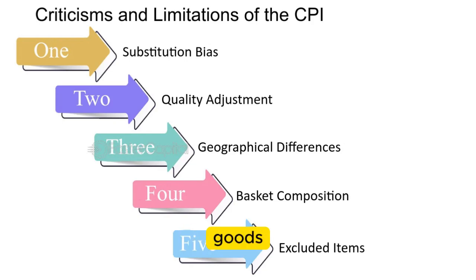The introduction of new goods and services. When a groundbreaking product first appears, it's not immediately included in the CPI basket, right? So if that product gets popular and its price drops, those initial price decreases aren't being captured. So the CPI might miss the inflationary effect of new technologies and products.